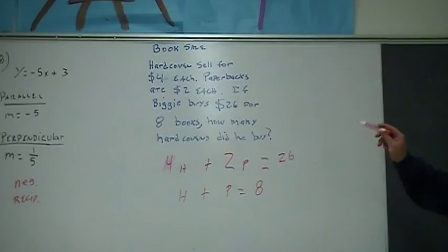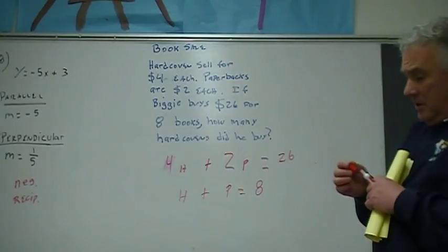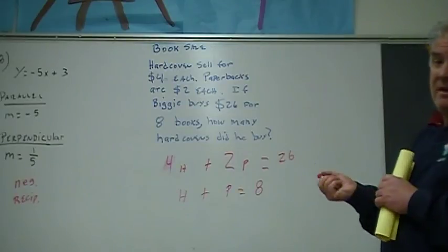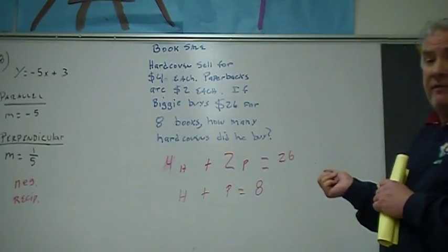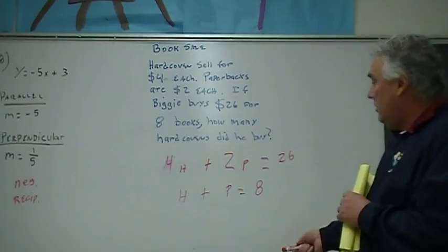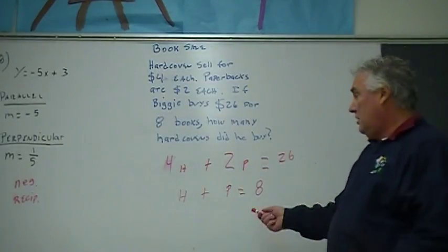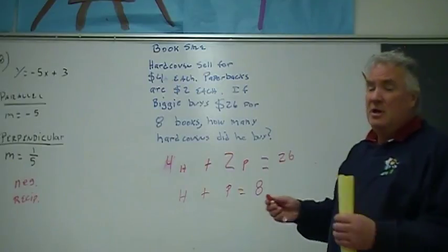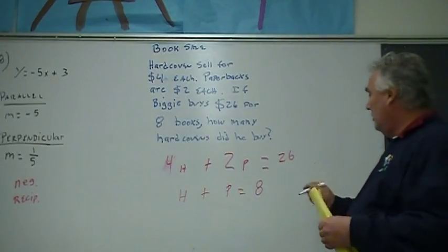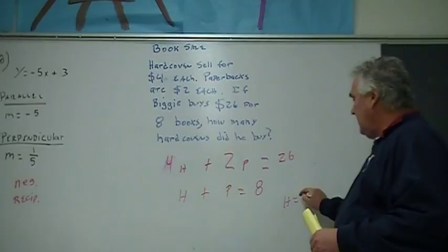Now that you have this system, you can solve it however you think is best. You can use matrices and do RREF on the calculator. You could isolate H and then substitute back in. You could do an elimination situation, however you want. Ultimately, you will see that H equals 5.